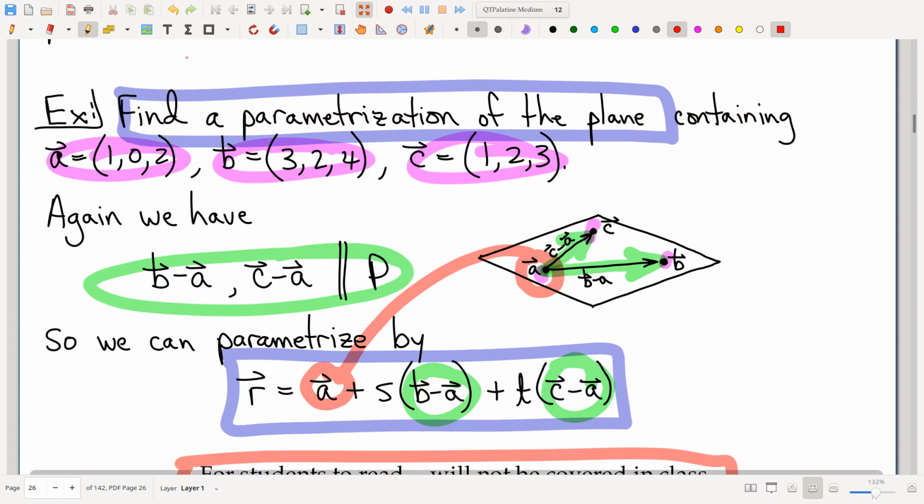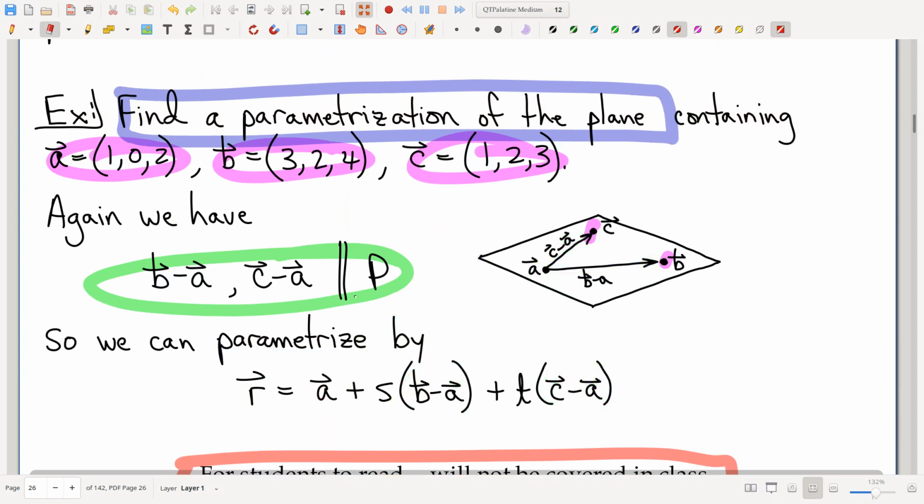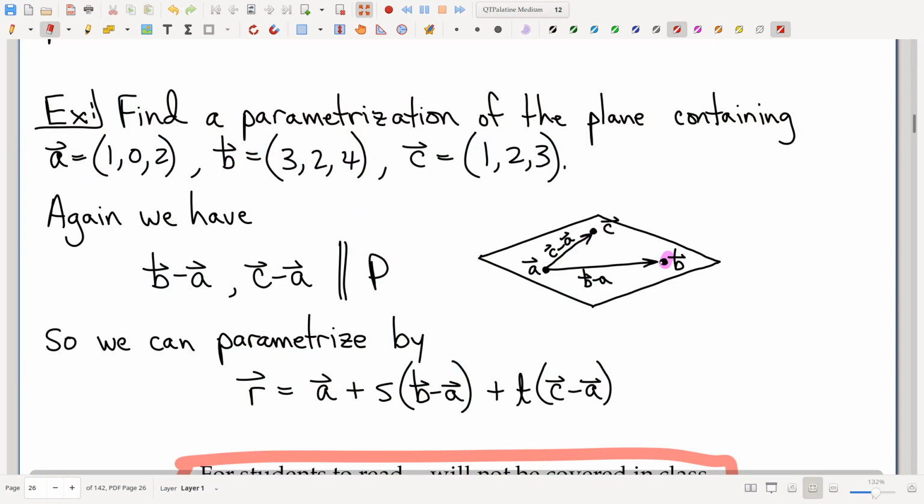If you have a parameterization, then effectively you're given these vectors, right? If you want to find the equation, you're going to need a normal vector. And so the puzzle is how to turn 2 parallel vectors into 1 perpendicular vector, and again, cross product is exactly the tool we need for that.